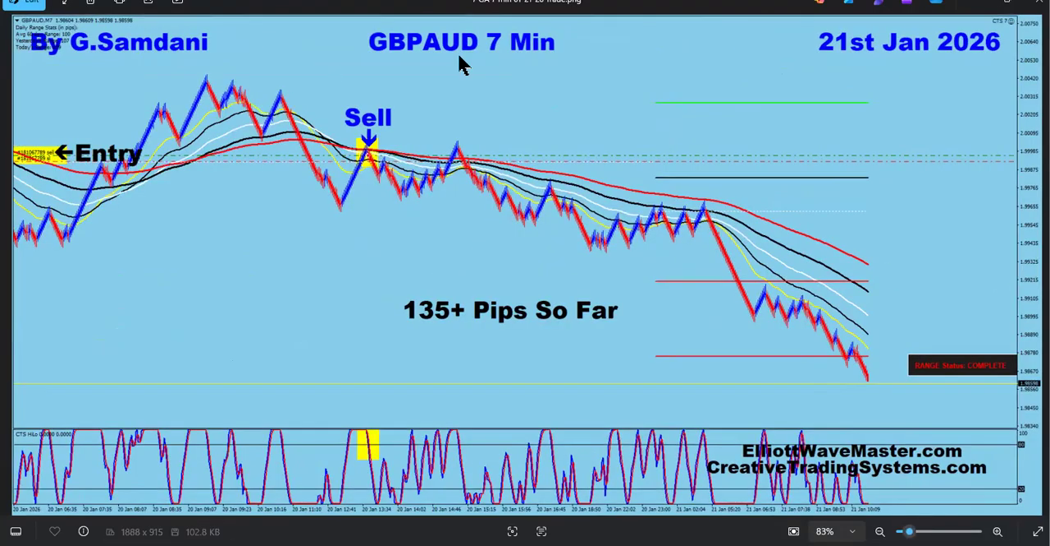And this one is pound Aussie. My analysis was that it would go up if Aussie started to get weaker. But what happened? USD started to get weaker, so Aussie started to get strong. They go side by side like that, in the opposite direction most of the time. So instead of going to the upside, this started to come down. Here's the entry, and 135 pip.